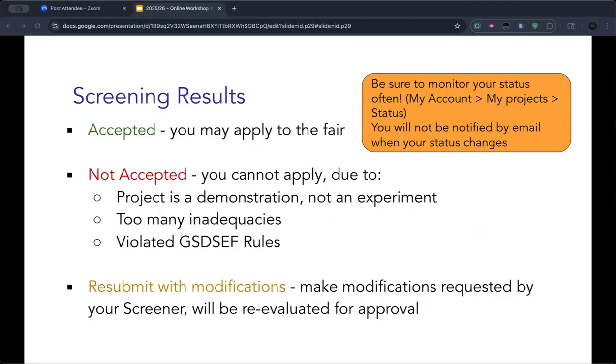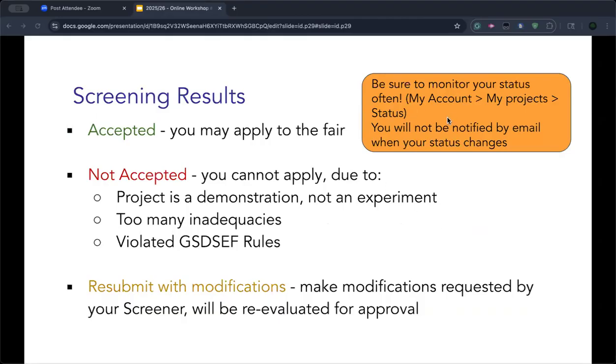Okay, so you basically get 3 results back from screening. If you're not accepted, that means you can't apply, so we'll see you next year. You can be accepted to apply to the fair, and then also you might be chosen to resubmit with modifications. They might decide that your project seems fine, but there are some small errors or things that need to be fixed.